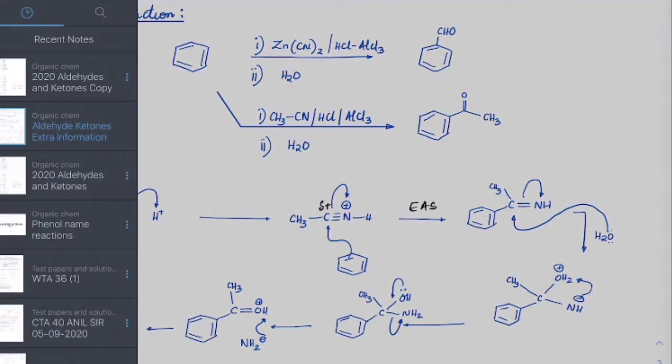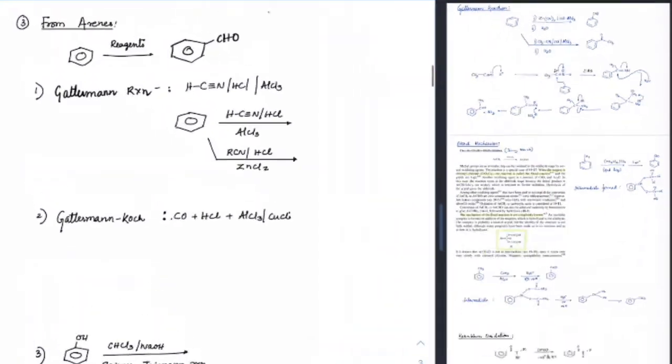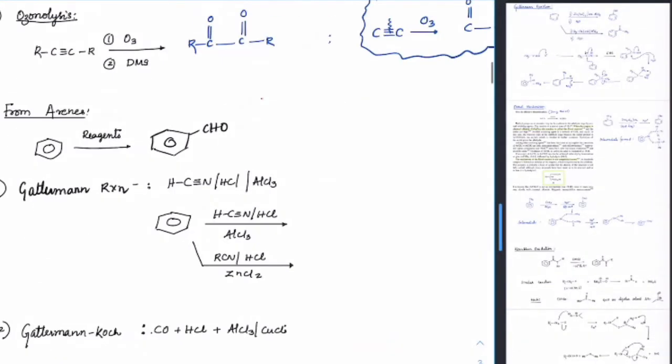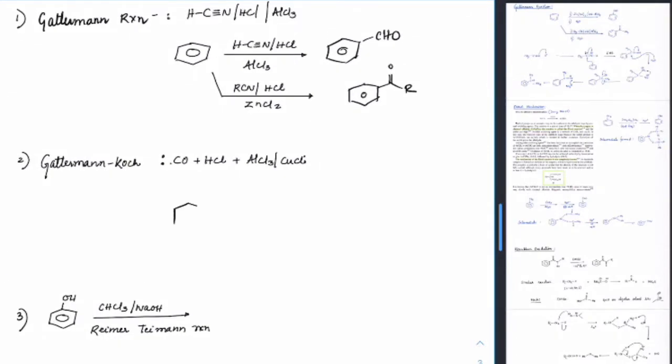So these are the two reactions which we saw yesterday. Let me briefly summarize that. Here we will get the product as CHO, and here we will get C double bond OR. Here we will get benzene plus CO plus HCl, with AlCl3, giving CHO.